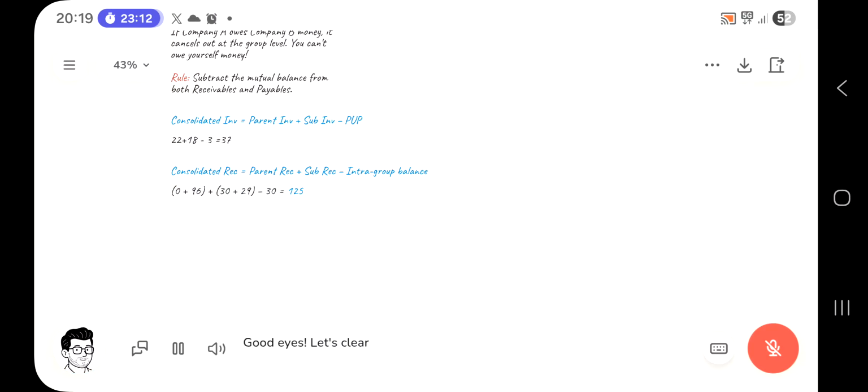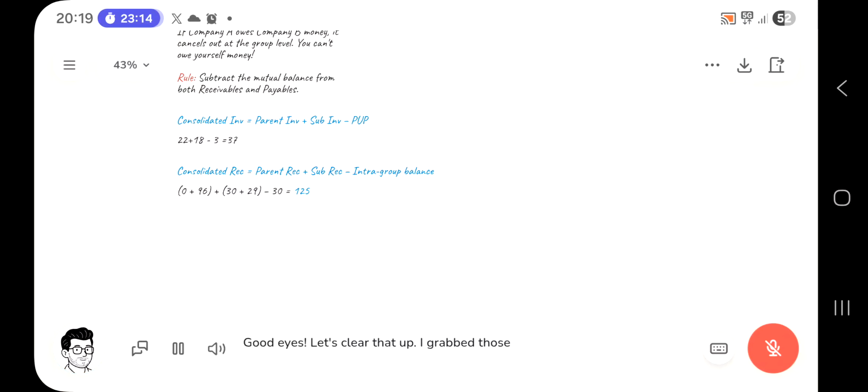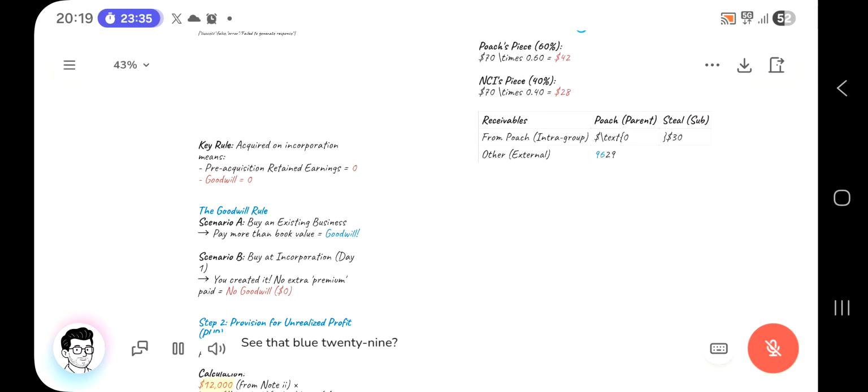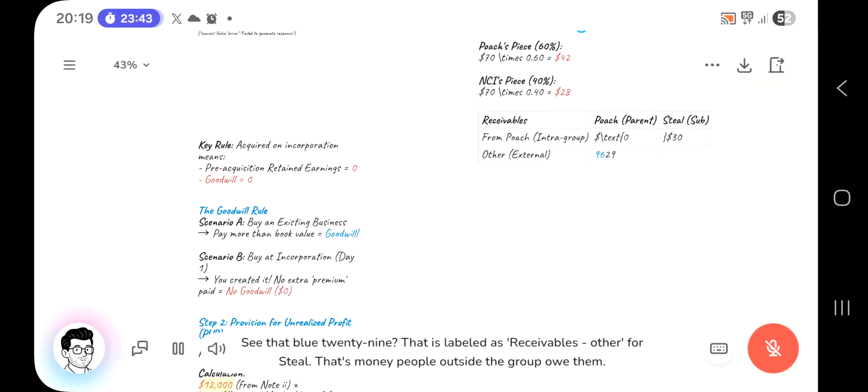Good eyes. Let's clear that up. I grabbed those numbers directly from the current assets section of the Steel column in your homework table. See that blue 29? That is labeled as receivables other for Steel. That's money people outside the group owe them.